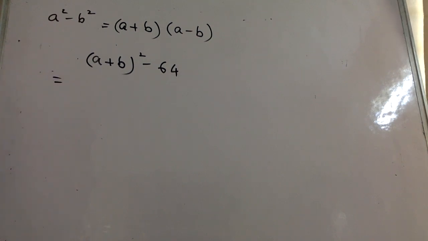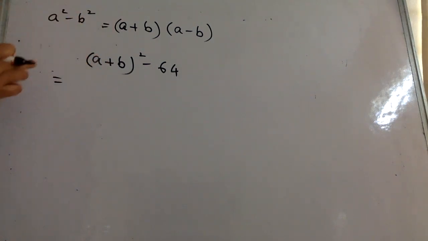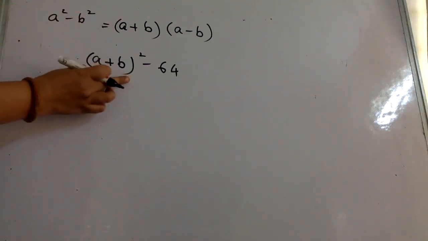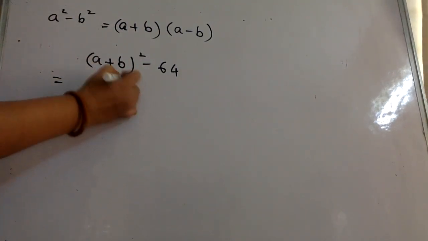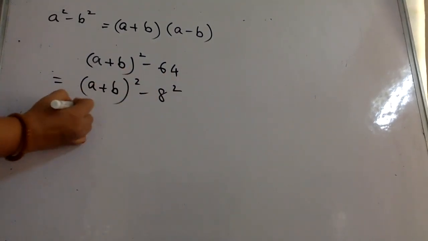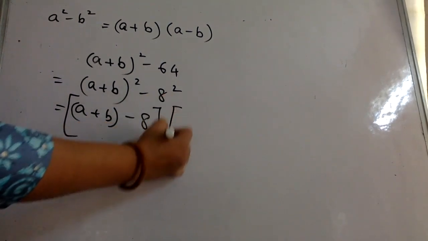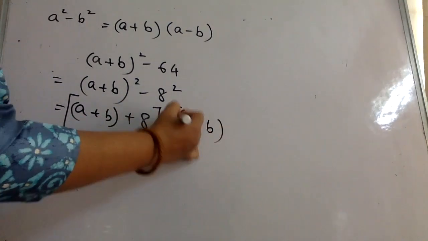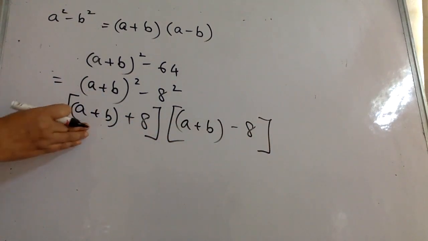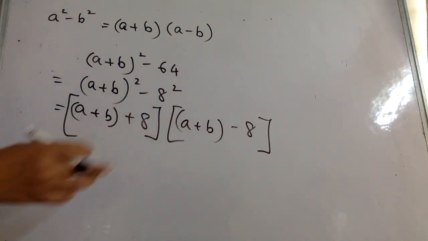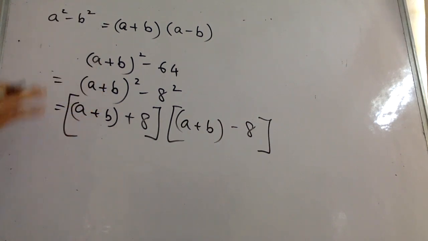So now we are not supposed to open up. In most cases, people open this up. That is a wrong thing. You should not open it using a plus b whole square. You will be in more trouble. a plus b whole square minus 8 square: a plus b minus 8, and a plus b plus 8. That is our sum. Factorization has been done. Please don't open it. If you open it, you will not be able to manage it.